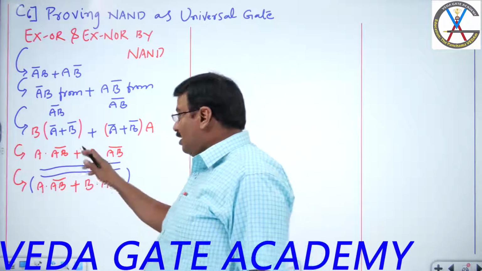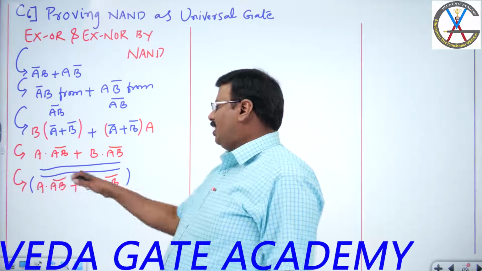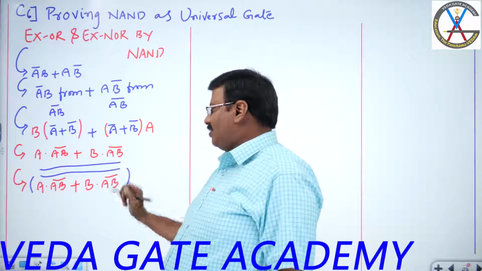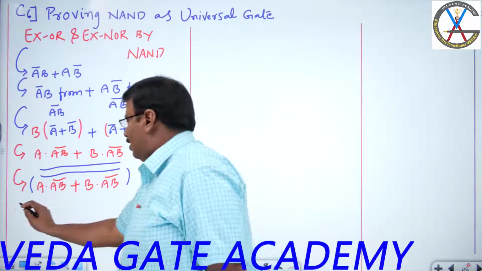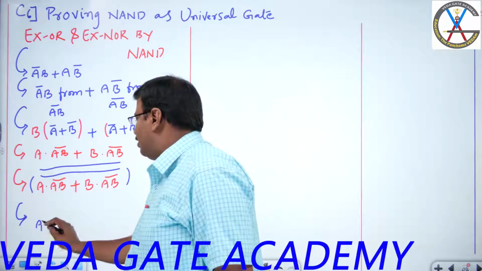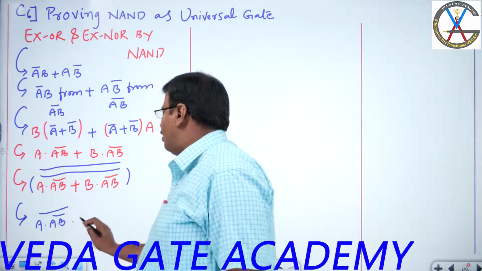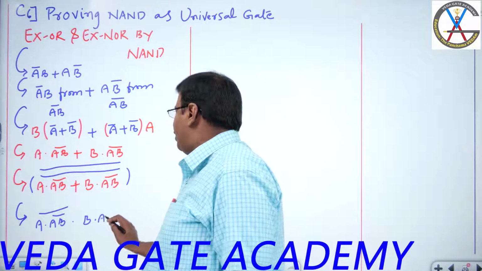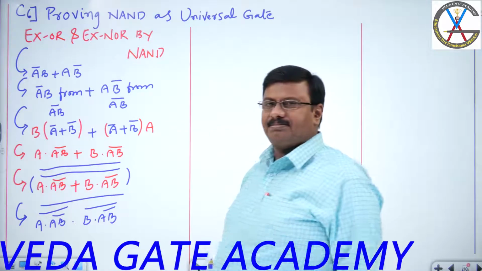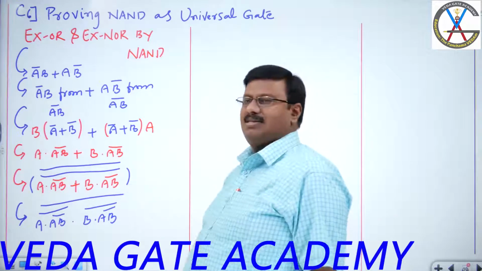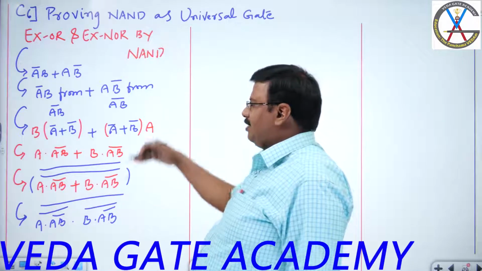Now, to make this plus as multiplication into, to get into the complete NAND form, I have applied double inversion. Keep the first inversion as it is. Keep the inner inversion converted according to De Morgan theorem. Finally, A into AB bar into B into AB bar, finally over bar. And this bar will remain as it is, right? And this is how the exclusive OR is evaluated from the NAND operation.